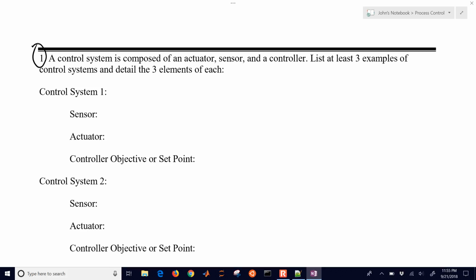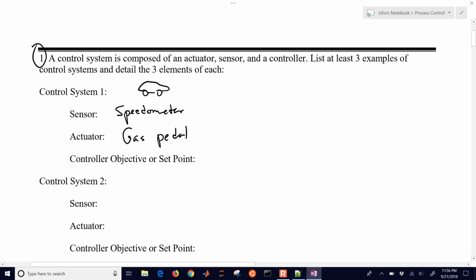So let's think about, first of all, an automobile, cruise control. And our sensor is going to be the speedometer. Our actuator is going to be the gas pedal or a fuel valve. And then the control objective, or set point, is a speed set point.